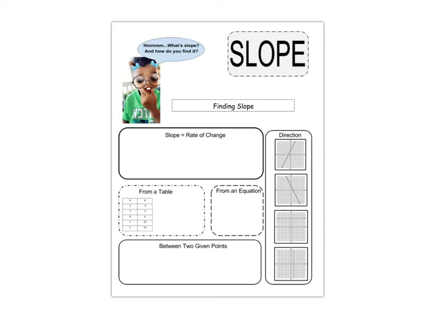And this is a picture of my son Camden with the Snapchat filter on. He says, what's slope and how do you find it? All right, so let's figure this out.